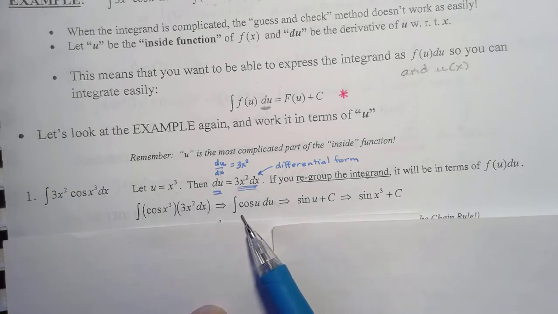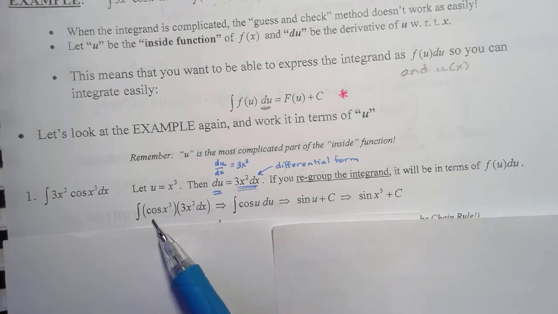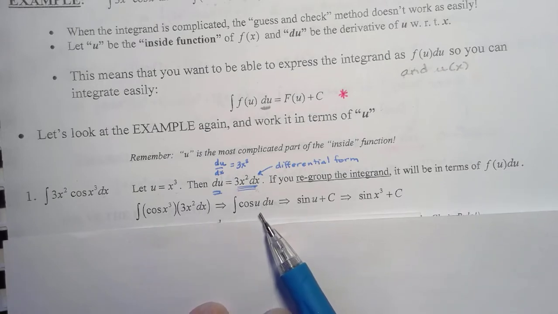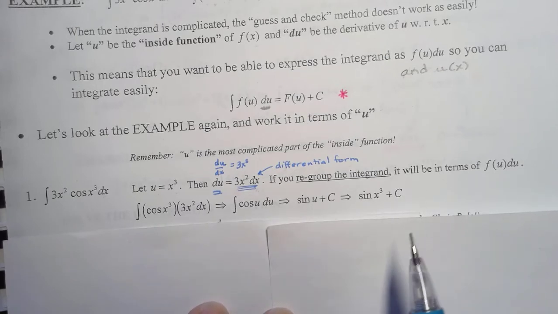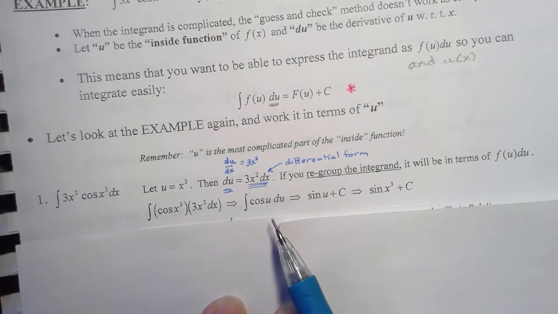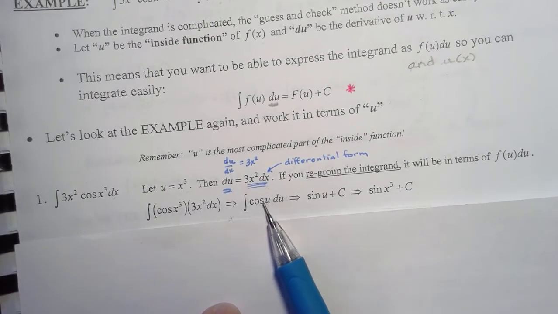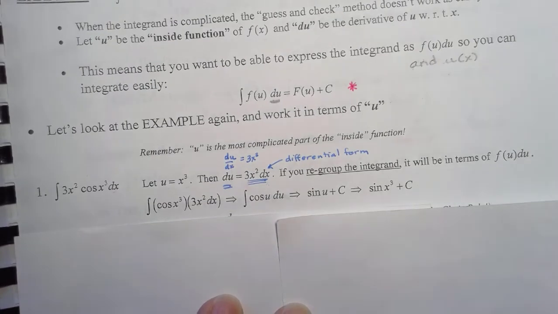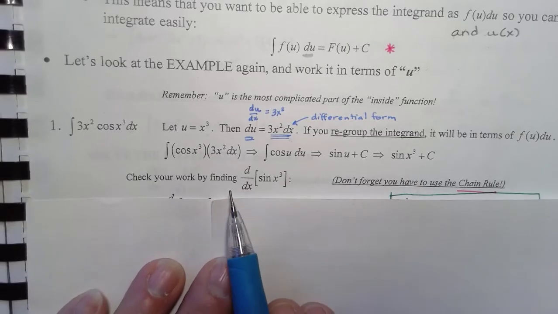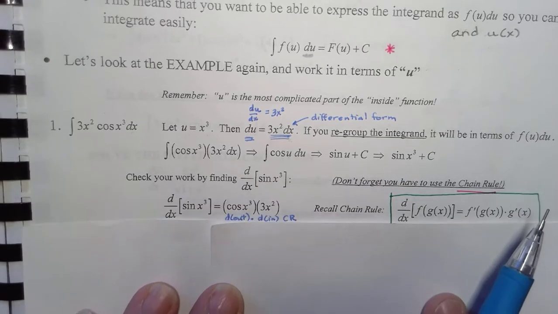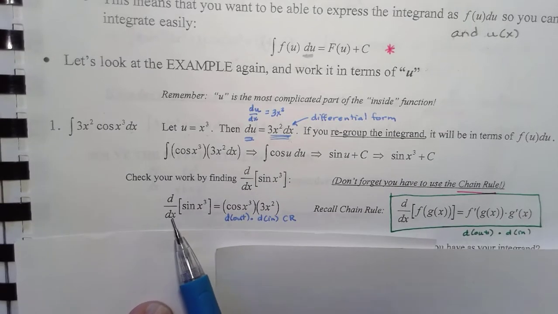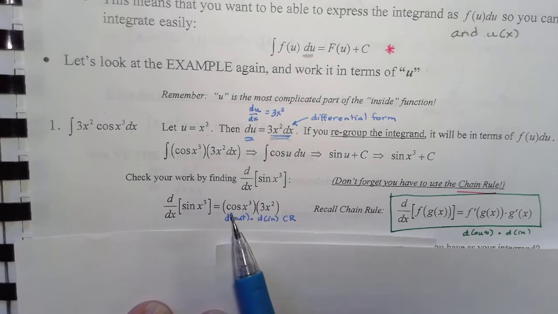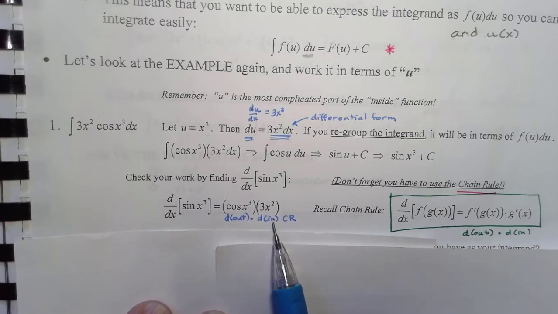Let's do our substitution. This looks so much easier to anti-differentiate than that, doesn't it? That's the whole point of u-substitution, it lets you integrate things that look very complicated. And so the antiderivative of cosine of u times the derivative of u is sine u plus c. And then we can go back in and substitute what our u was. Again, we can check our work by finding the derivative of sine of x cubed. Remember chain rule. The derivative with respect to x of sine of x cubed is cosine of x cubed, that's the outside derivative, times the derivative of the inside function, 3x squared.